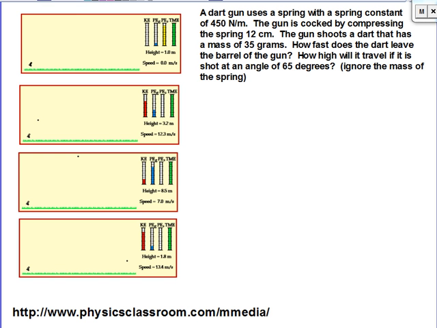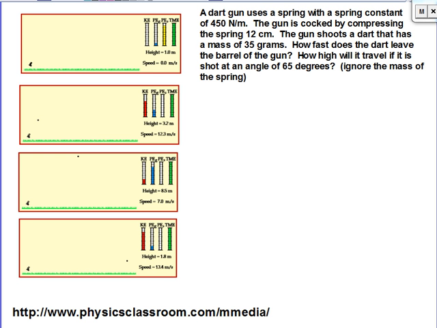A dart gun uses a spring with a spring constant of 450 newtons per meter. The gun is cocked by compressing the spring 12 centimeters. The gun shoots a dart that has a mass of 35 grams. A couple of questions: how fast does the dart leave the barrel of the gun? And how high will it travel if it's shot at an angle of 65 degrees? And let's ignore the mass of the spring.